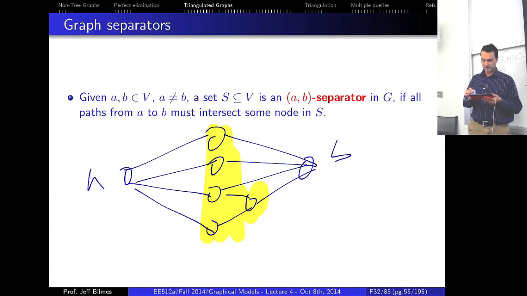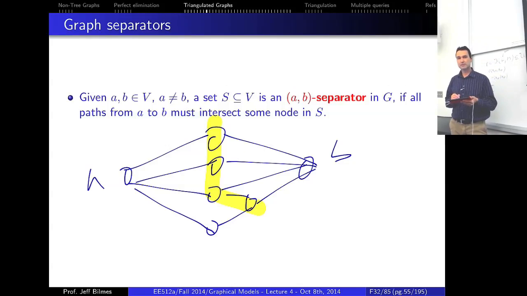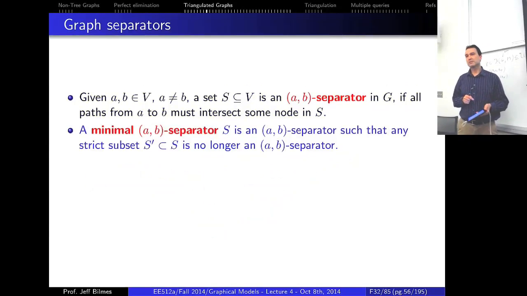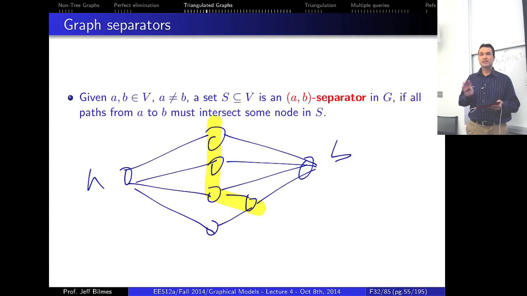What if we just took this as a separator? That would also be a separator, right? Okay. So there's the notion of minimality of a separator. A minimal separator is a separator that is no longer a separator if you remove any node. So going back to this graph here, taking this yellow bit, if you remove any node, then it's no longer a separator, right?